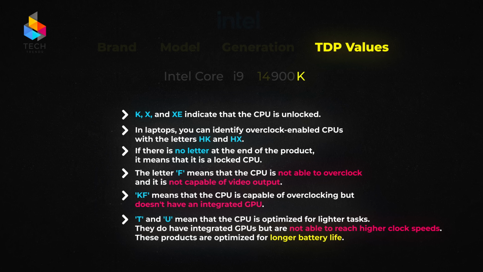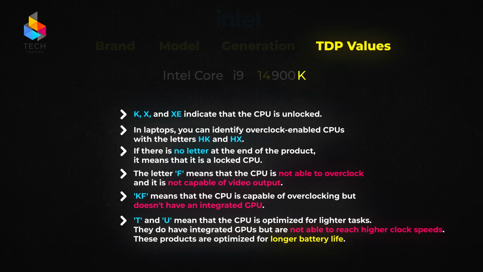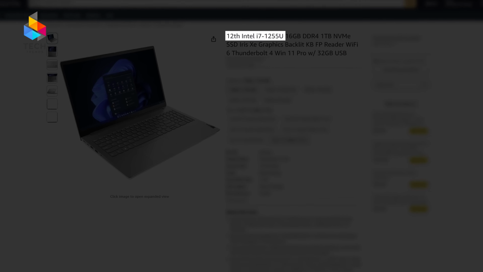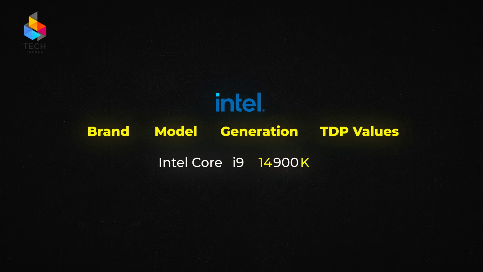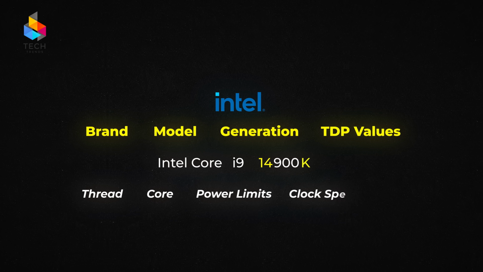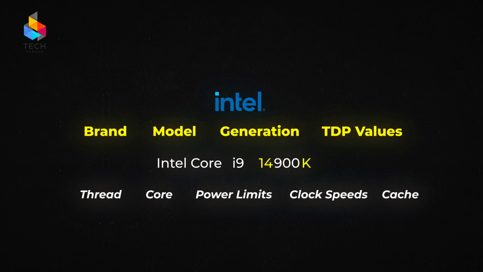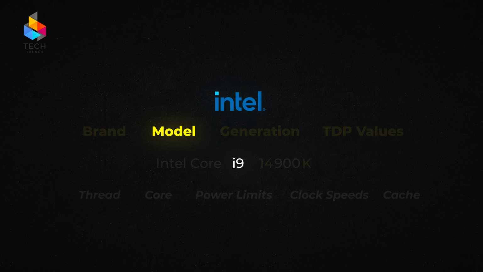These products are optimized for longer battery life. Chromebooks that are aimed at entry-level users use these CPUs. CPU models come with different thread and core counts, power limits, clock speeds, and cache for Intel. The first thing you'll see is the branding and model. The Intel Core lineup consists of 4 distinct categories.